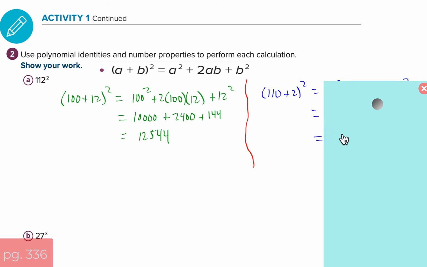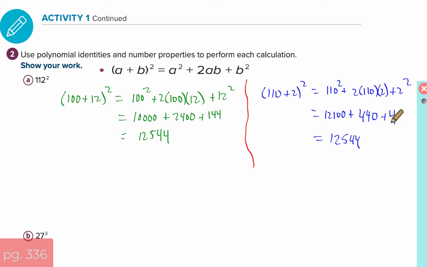But maybe you saw this as 110 plus 2. So if you did it that way, 110 plus 2, you get the same answer. How about that? That is what an identity is. It should get you the same answer either way. Now, we will take it either way. You just have to make sure that you show each step there. And there are other ways too as well.